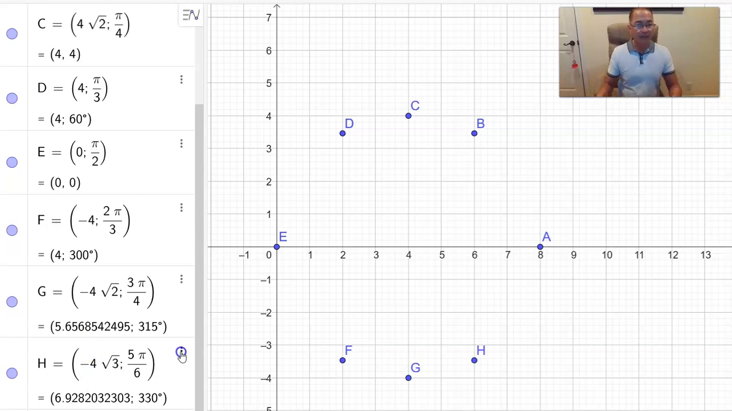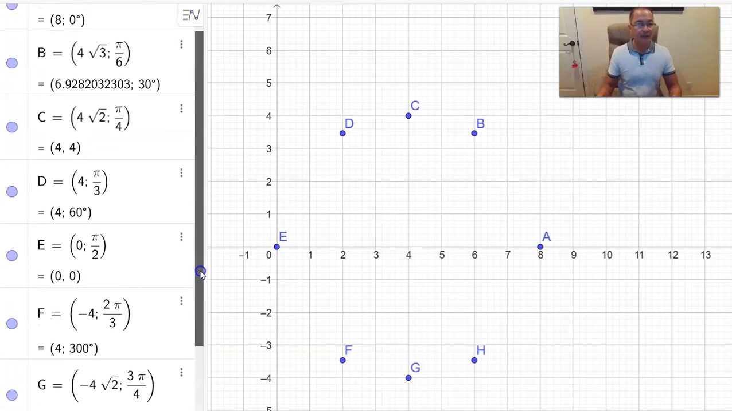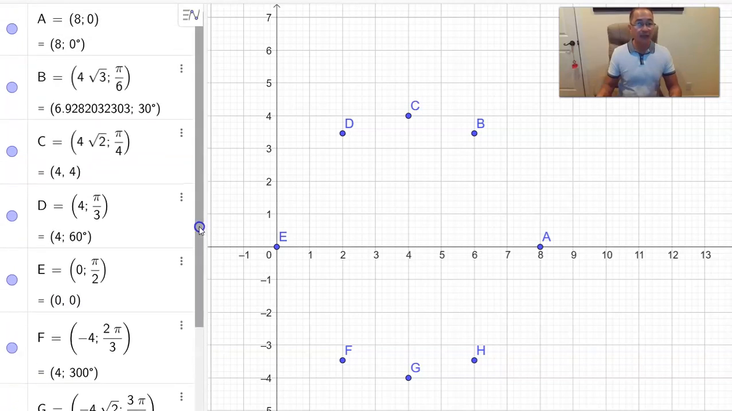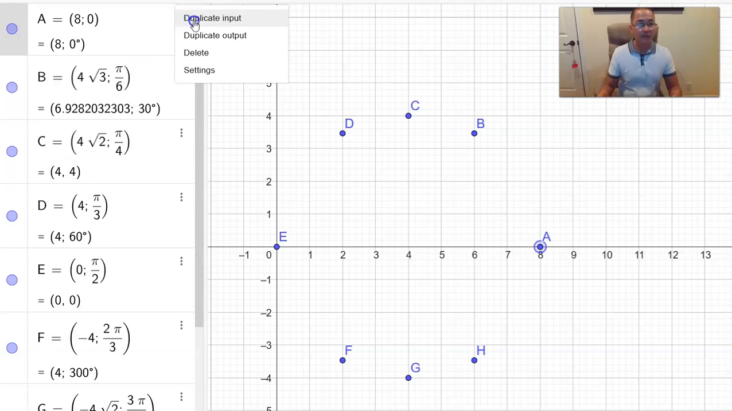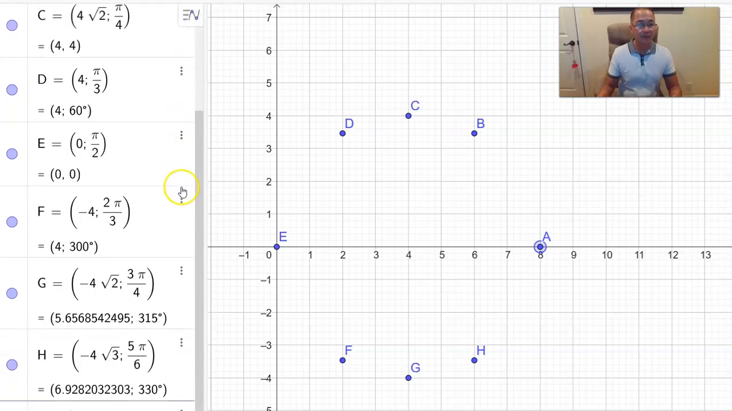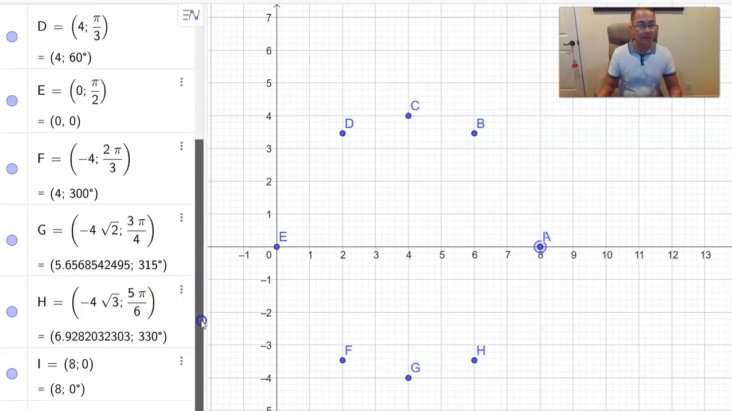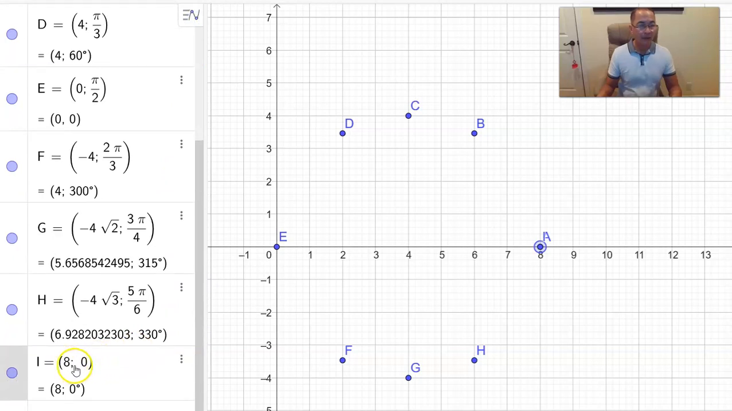Okay, and our last point is at pi, we get negative 8 pi. So we will duplicate this input, and we get r equals negative 8; pi. Okay, so watch carefully.